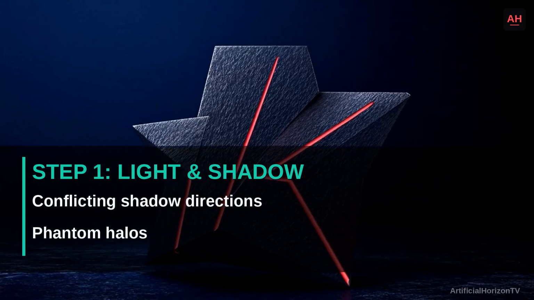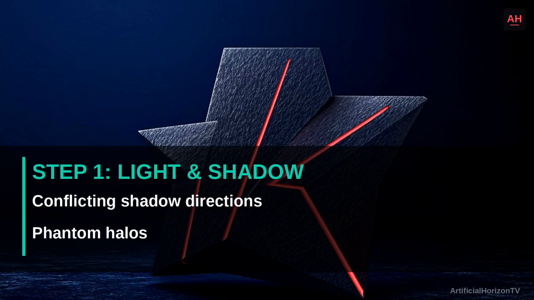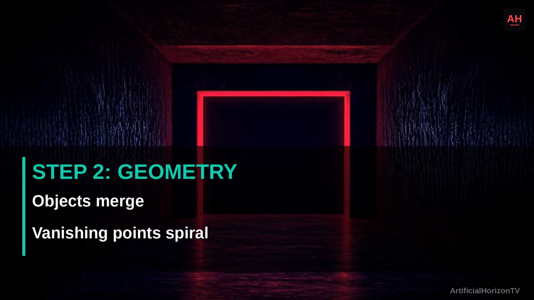Step 1. The physics of light and shadow. Look for inconsistent light sources. If shadows fall in opposing directions, the image has multiple suns. If highlights appear on surfaces that should be in darkness, the lighting was painted in. And watch for the phantom halo effect. AI often places a soft glow around subjects that does not match the environmental background. Real light does not do halos. Fake light does.